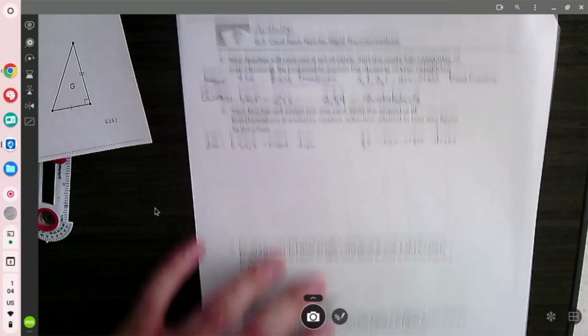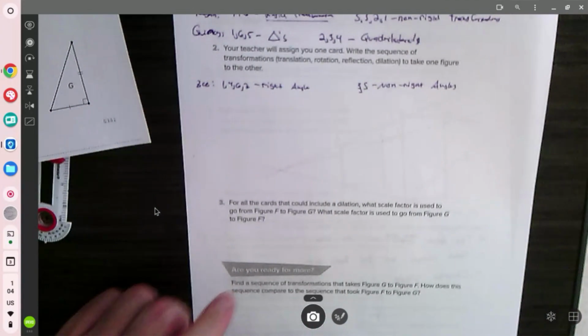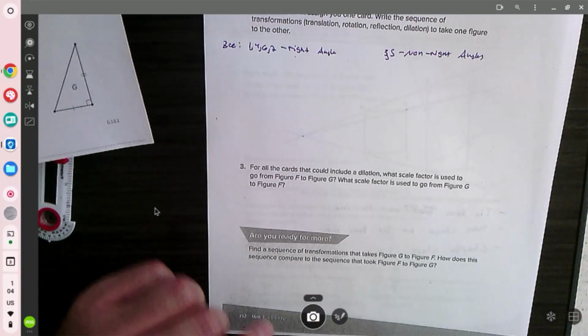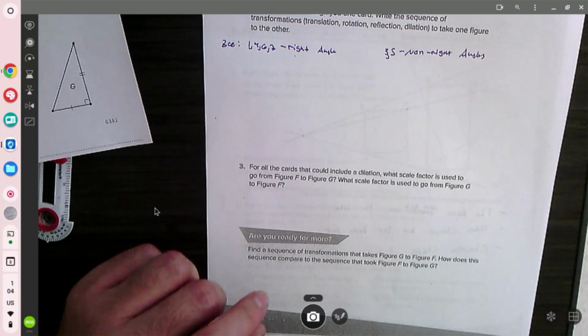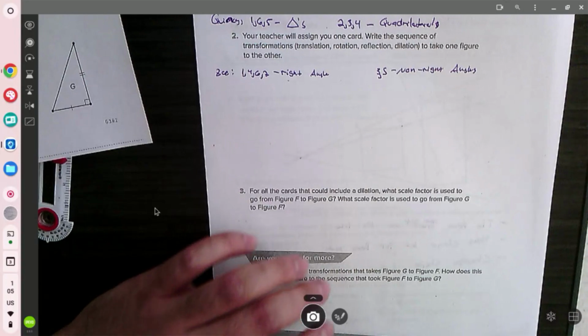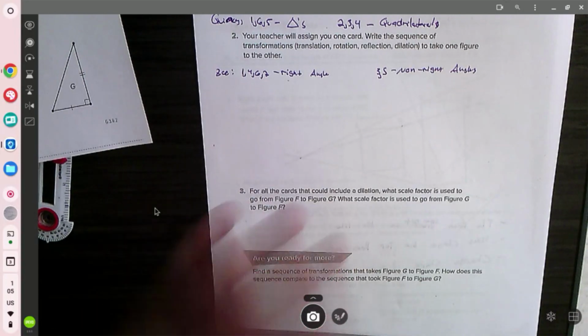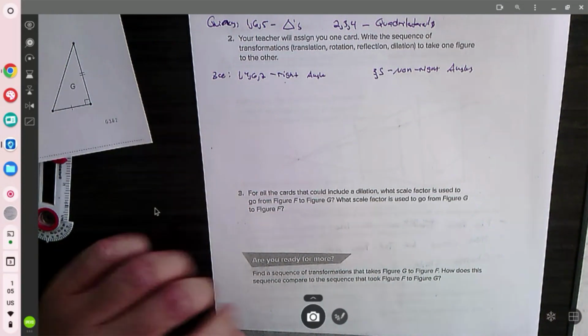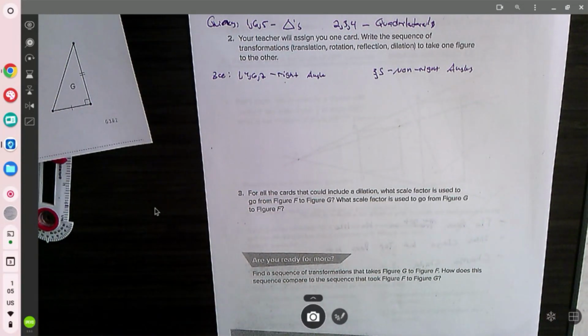Okay, so now, keeping with your cards, I just want to make sure you're following along. What I want you to do is, don't write on the cards themselves. Please write on your paper. Tell me which card you're looking at and what transformations have to have been done.